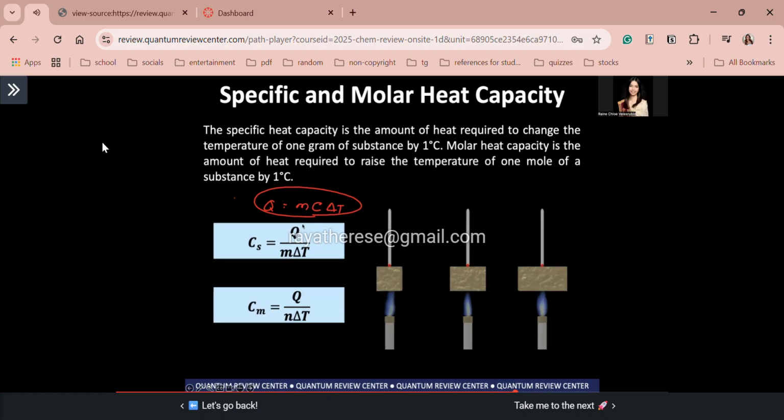Meanwhile, iba naman ang molar heat capacity. When we say molar heat capacity, it is the amount of heat required to raise the temperature of 1 mole of a substance by 1 degree Celsius. Again, this time we have the raising of the temperature of 1 mole of a substance. Okay, specific heat capacity, it is the changing of the temperature of 1 gram of substance. So this is the molar heat capacity: C sub M is equal to Q over n, which is the number of moles, times the change in temperature. Okay? So guys, make sure na alam niyo yung differences ng bawat isa.